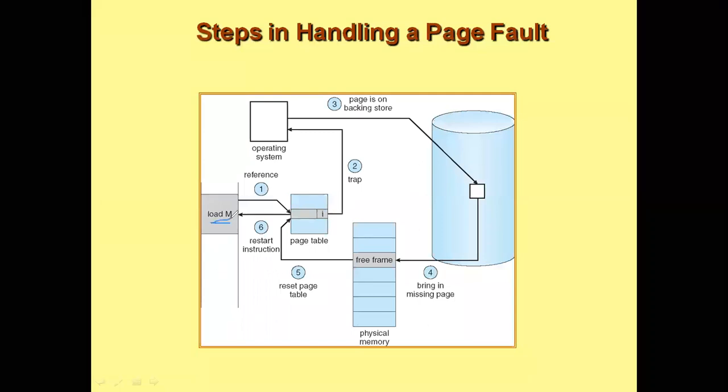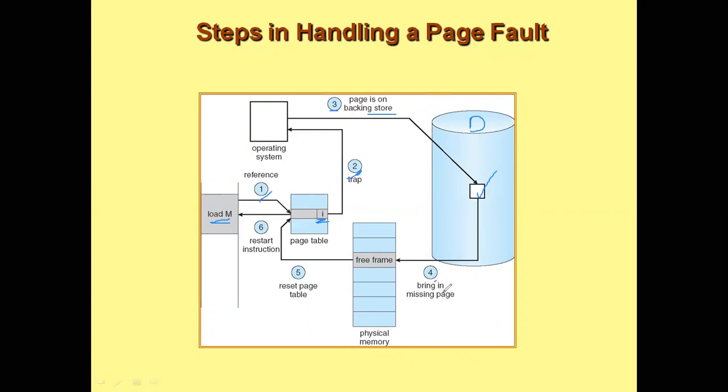So let's say there is an instruction loading, and this instruction in the page table is found to be invalid. That is, this particular page is found to be invalid, which means it is not in the main memory. So that is the first step. What does the CPU do? The CPU will issue a trap to the OS, which is the second step. After that, in the third step, the page will be searched for in the disk. This is the disk, the backing store. After the page is found, we have to find a free frame in the physical memory in order to bring this page onto the main memory or physical memory.